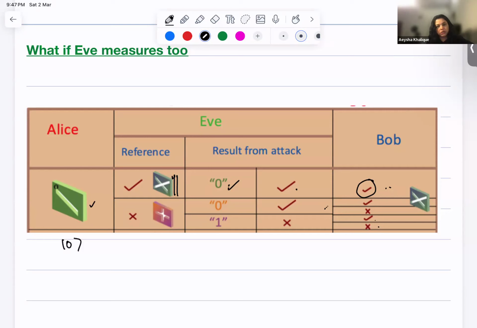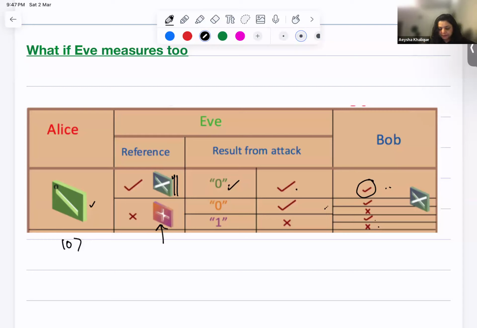And when the bases are announced, she also knows that she has used the right basis, and she knows that her result, 0, is what Alice prepared and what Bob got. So she knows exactly the bit value. But this basis choice by her was totally random, right? She could have chosen the wrong basis. For example, she chooses the wrong basis, which is this one.